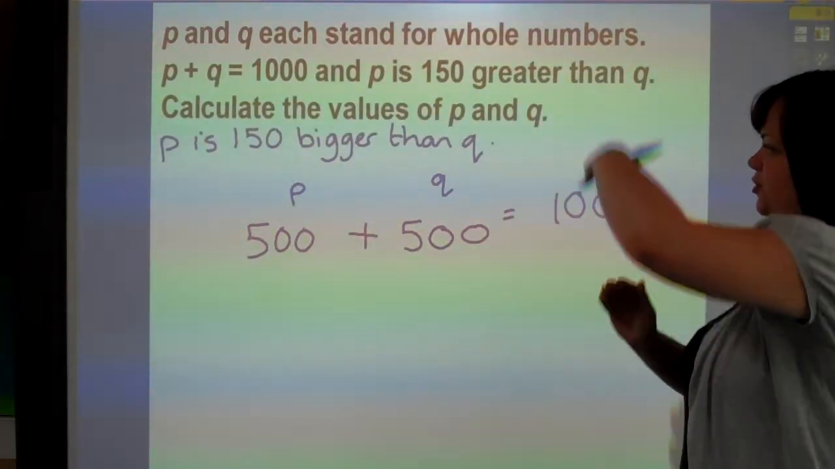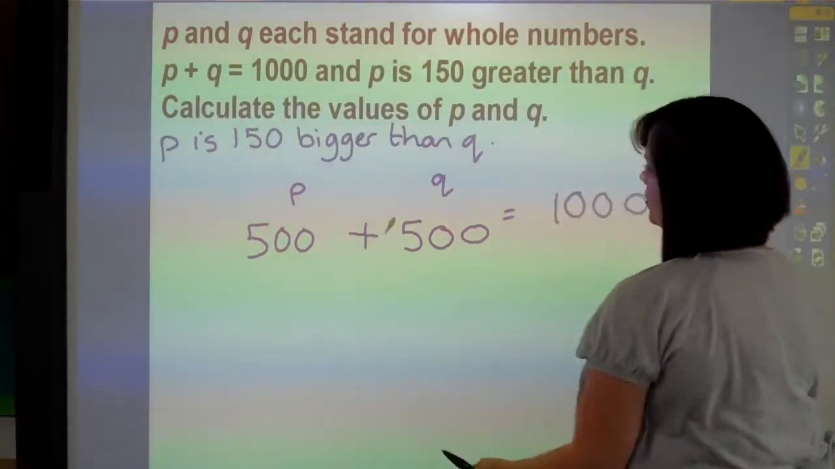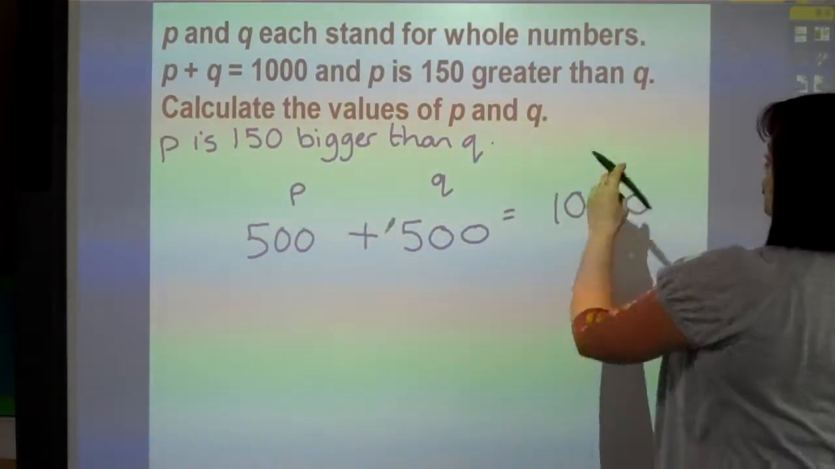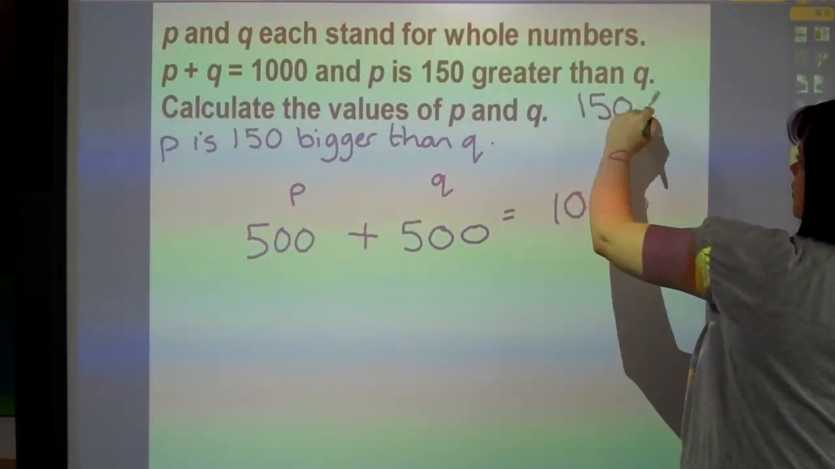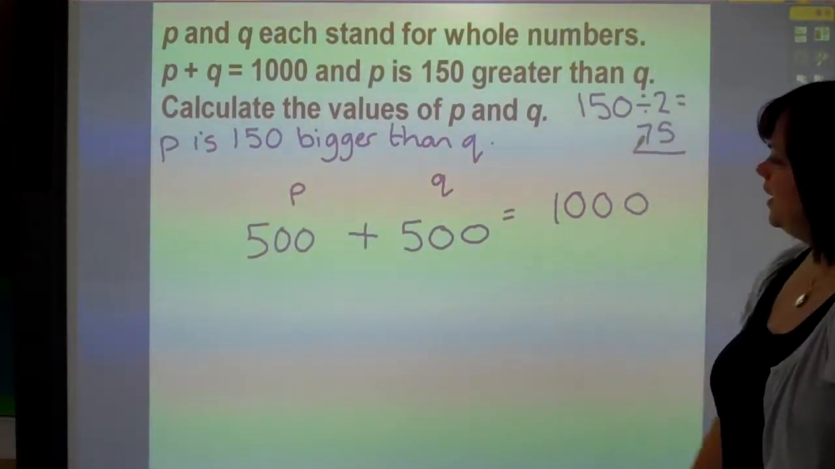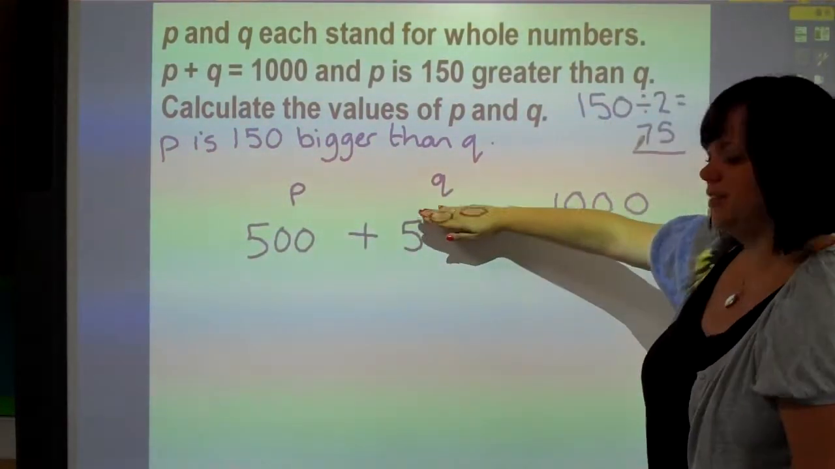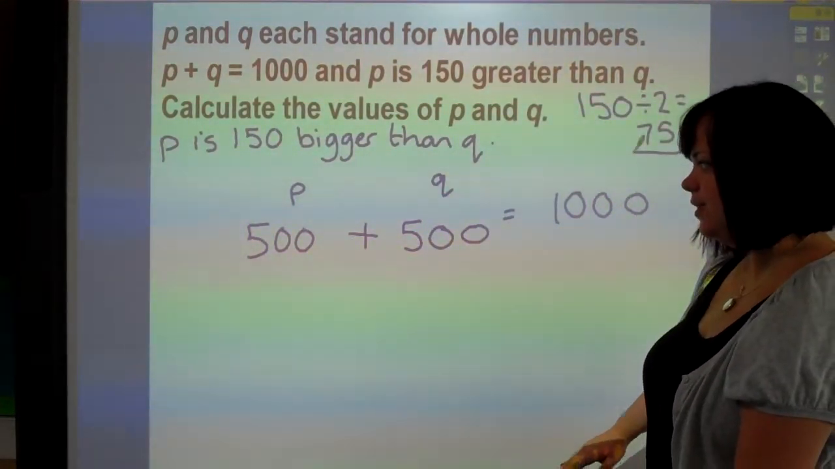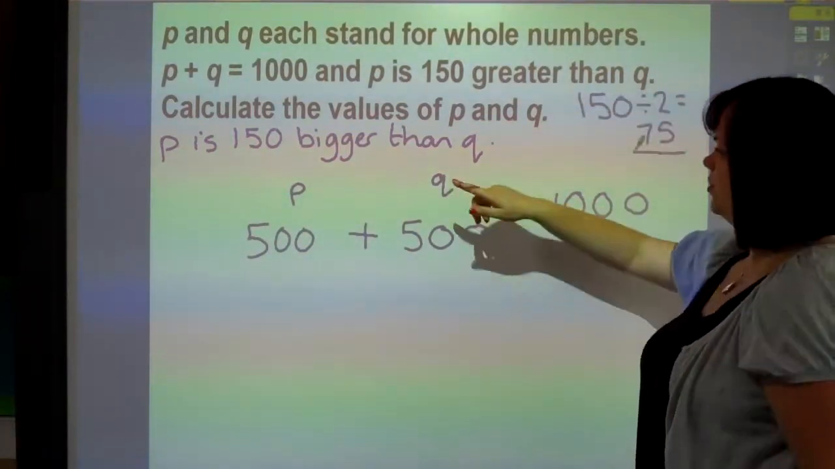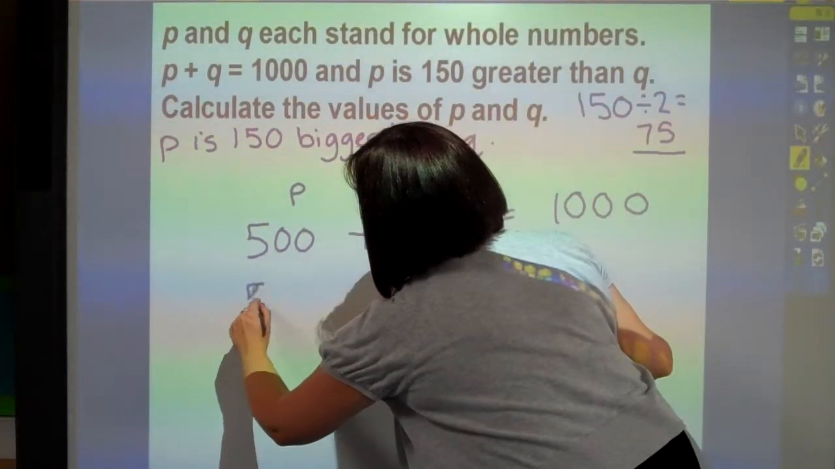At the moment, we've just been adding or taking away 150. It was too much. So my suggestion is, there's two numbers. Divide 150 by 2, which is 75. If we bring this number up by 75 and this number down by 75, then the gap between them should be 150. So 500 plus 75 is 575.